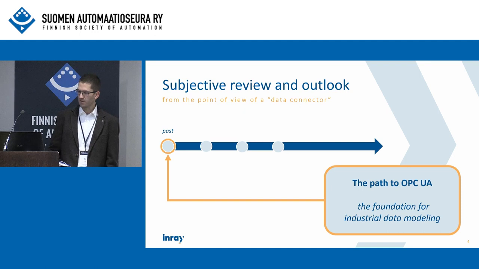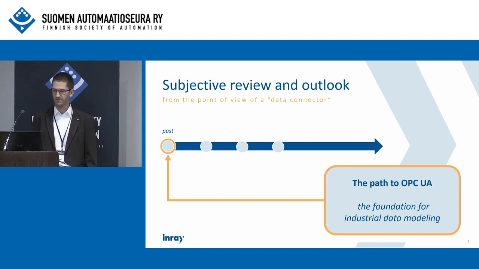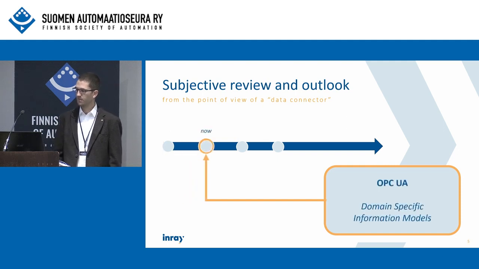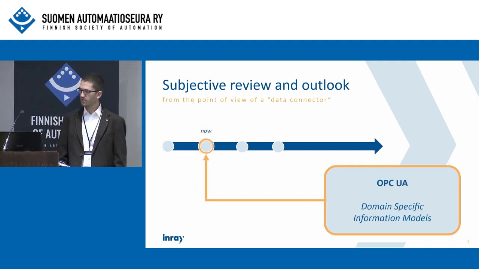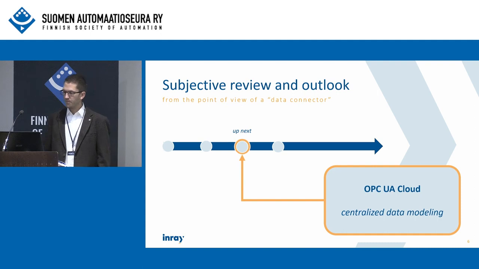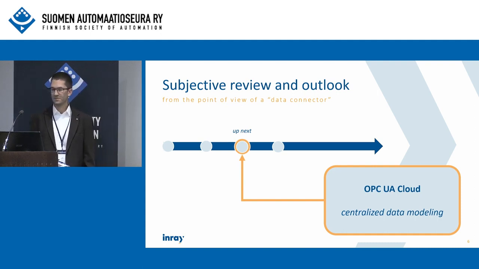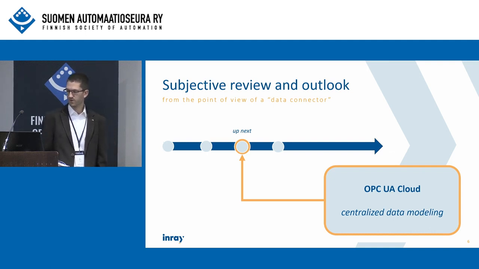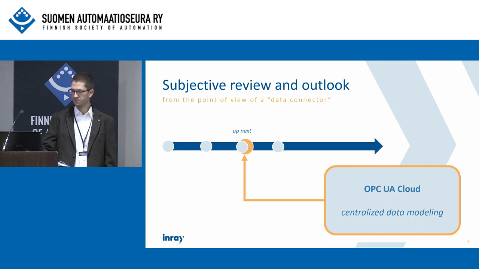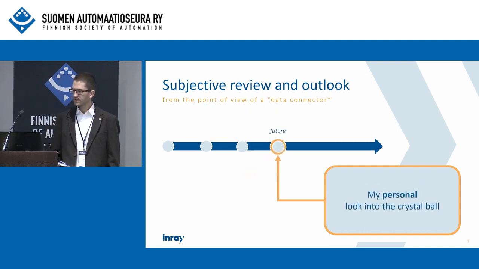First, let's jump back into history, into the pre-OPC era, and take a quick look at the great evolution of industrial communication. We move fast through time and approach the present, where we take a look at the great work on domain-specific information models. Up next, we will see the power of the OPC UA Cloud Library as a central repository for information models, and glide together further into the future and look at solutions in cloud-to-cloud communication. Last but not least, I would like to give you a glimpse into my own personal crystal ball for the future.